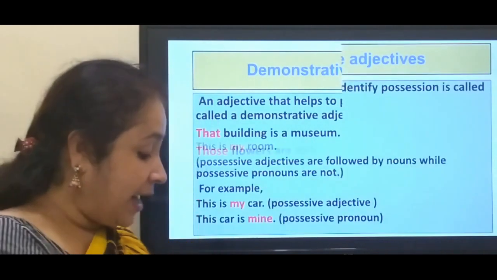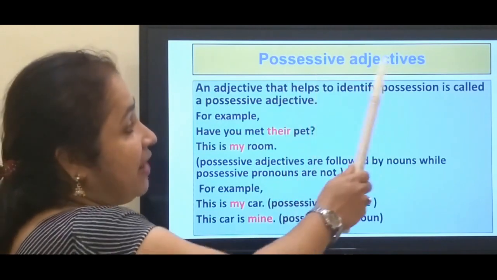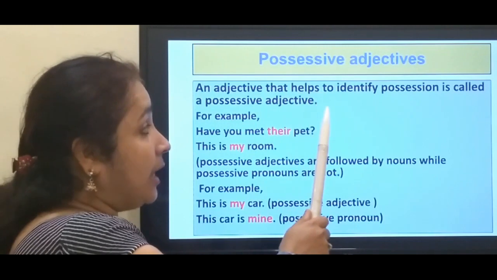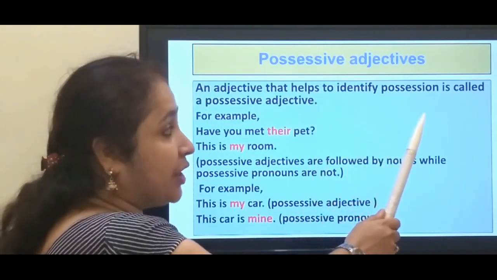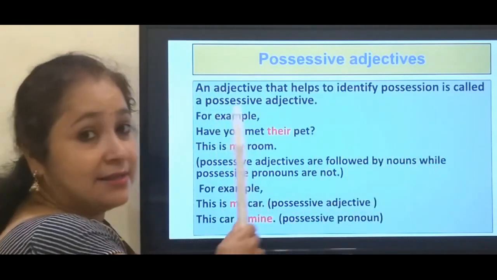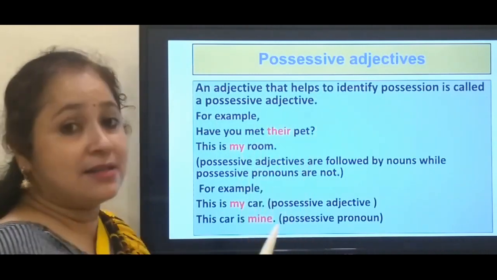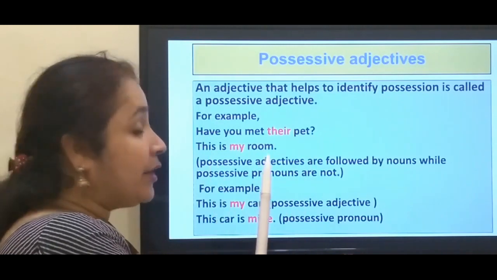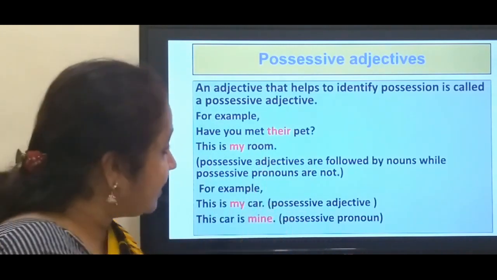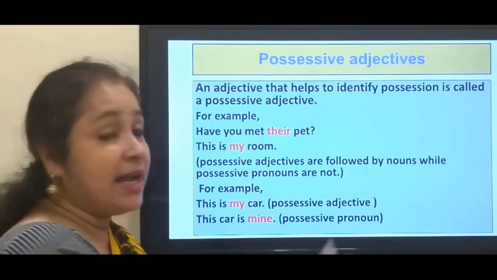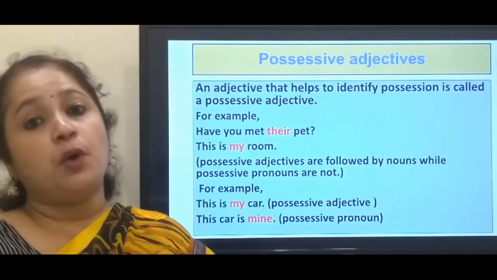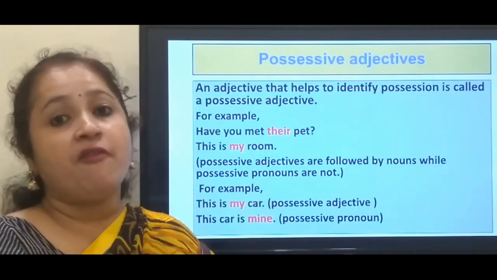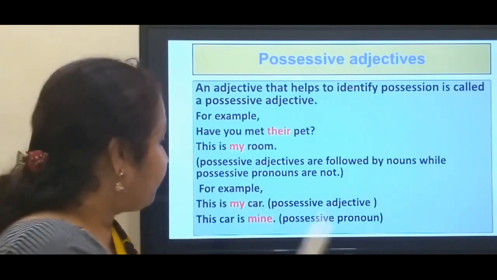Let's move ahead and talk about possessive adjectives. An adjective that helps to identify possession is called a possessive adjective. For example, have you met their pet? This is my room. So, students, in these sentences, their and my are the words that show possession. So we can say that these are examples of possessive adjectives.